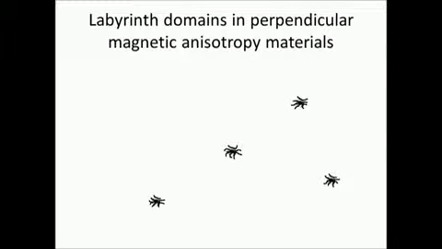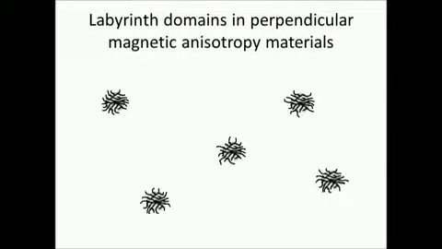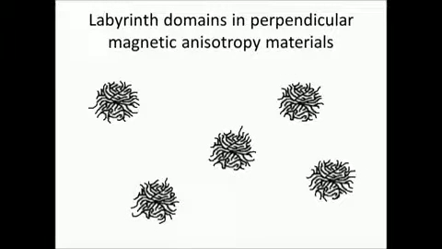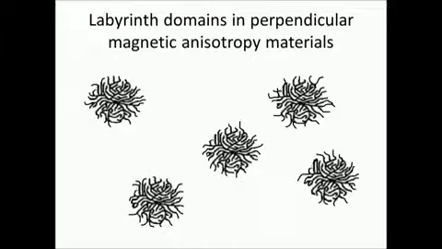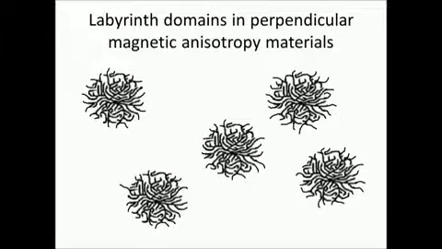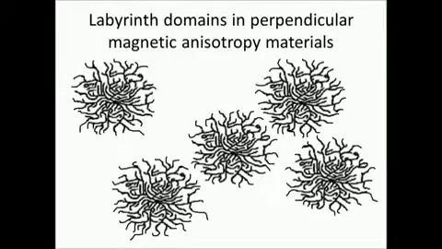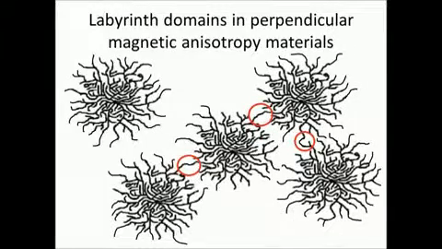Labyrinth domains in perpendicular magnetic anisotropy materials are a very interesting system in which double percolation effects could be found. Their physics are controlled by two independent random processes: reverse domain nucleation and reverse domain expansion. Their disordered structures can be described in terms of fractal geometry.